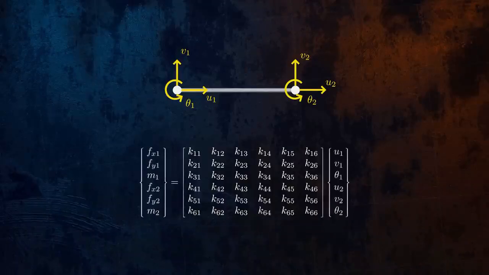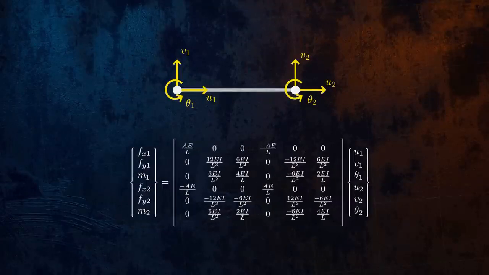We can figure out what the terms of the stiffness matrix are by enforcing equilibrium. We'll come back to this later on in the video, but for a 2D beam, the matrix looks like this. We can think of this equation as a system of linear equations that we can solve to obtain the displacements at the nodes of our mesh.